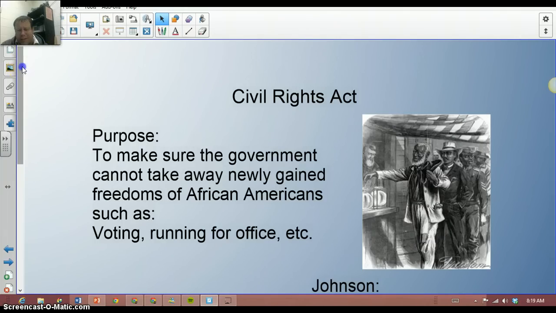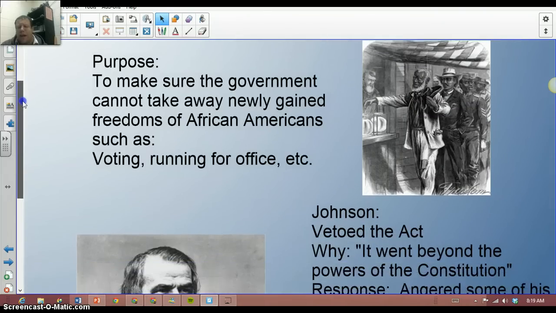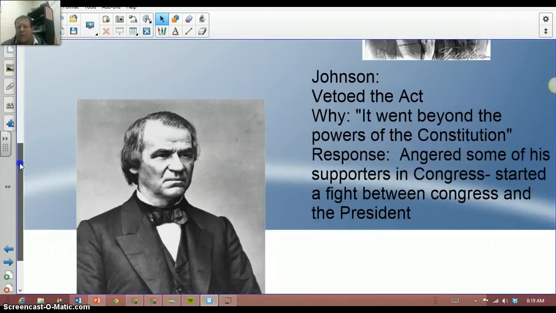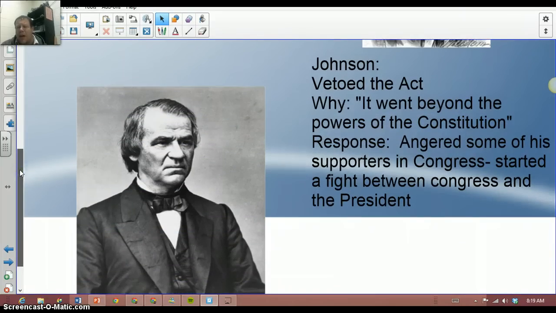Now, President Johnson, on the flip side of this, vetoed that act. He said, we're not going to pass this law. He said it went beyond the powers of the Constitution. He said that the Constitution should be doing this already. Why do we have to pass a law that makes it happen?